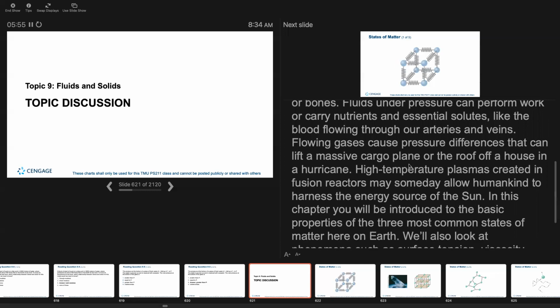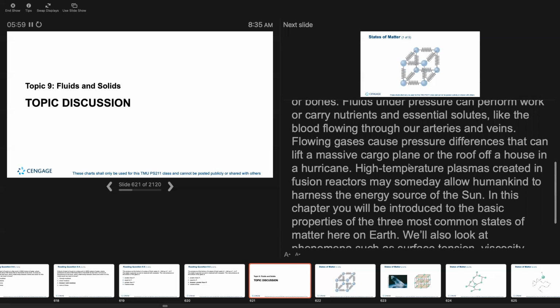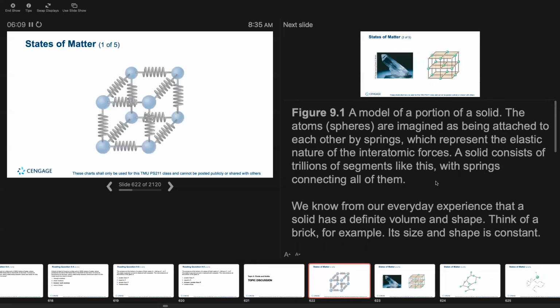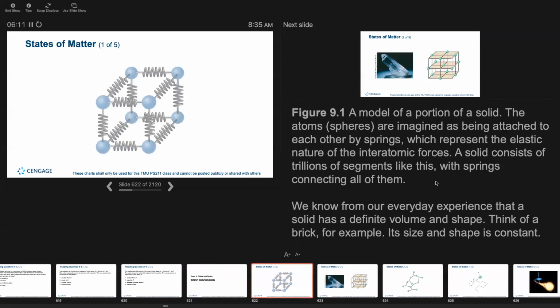So in this chapter, we will get an introduction to the basic properties of the three most common states of matter here on Earth. We'll also look at phenomena such as surface tension, viscosity, osmosis, and diffusion. So actually a fair amount of material.